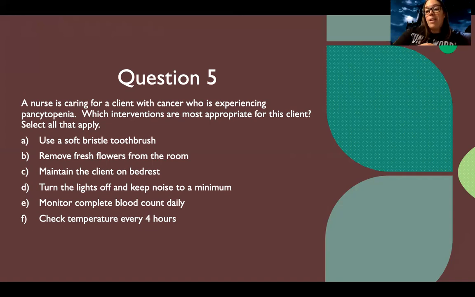So which of these is going to help with those three things? Because pancytopenia is I'm low in all my cells: white blood cells, red blood cells, and platelets. So use a soft bristled toothbrush. If you didn't know what pancytopenia is, or if you thought it was just neutropenia, you could get confused here and say, oh, that doesn't really apply.